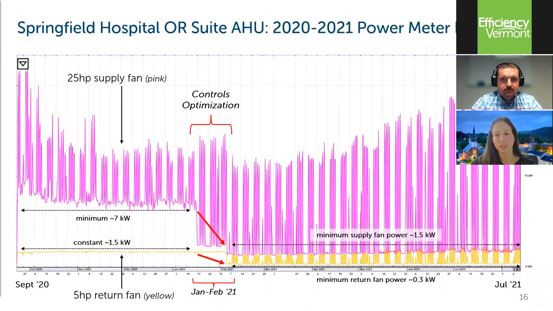So as part of the controls optimization project, Efficiency Vermont had sub-meters on the air handling unit fans to monitor changes in power draw. This graph starts in September of 2020 and ends in August of 2021, which you can see on the horizontal axis. The vertical axis is power, which goes from 0 to about 22 or 23 kW. The pink purplish line on the graph is the OR air handling unit supply fan, and the yellow line is the corresponding return fan.